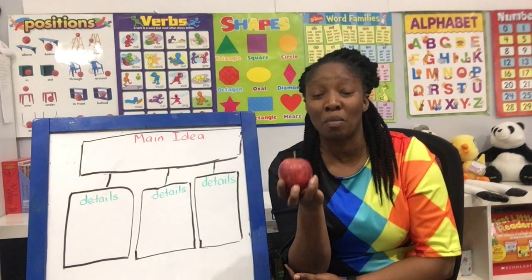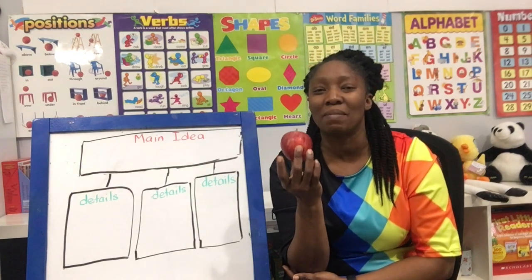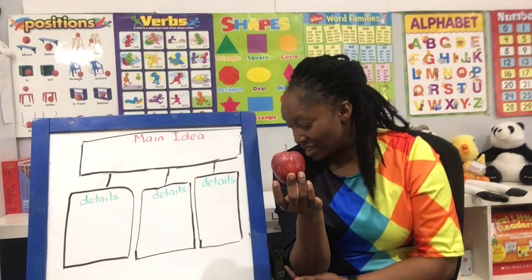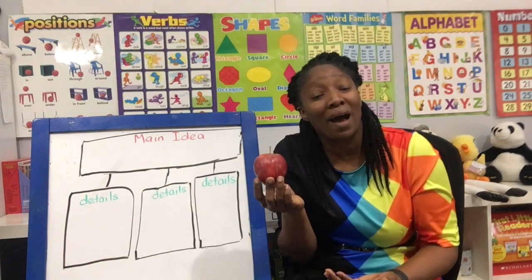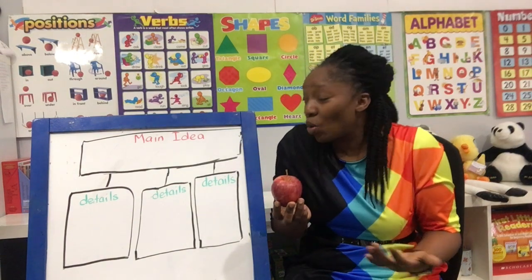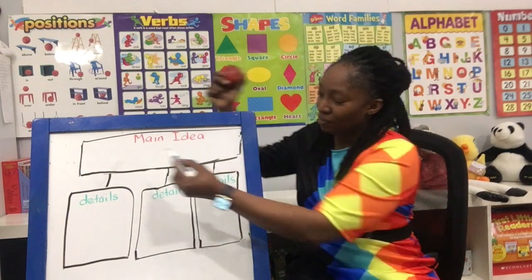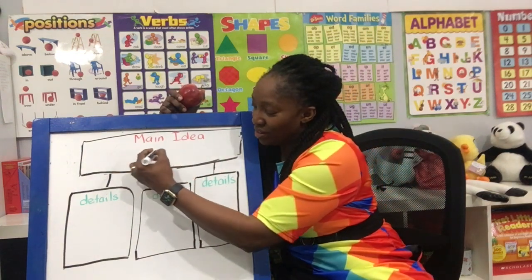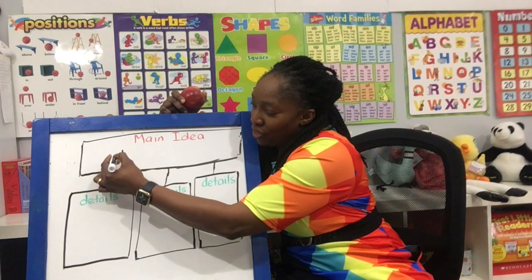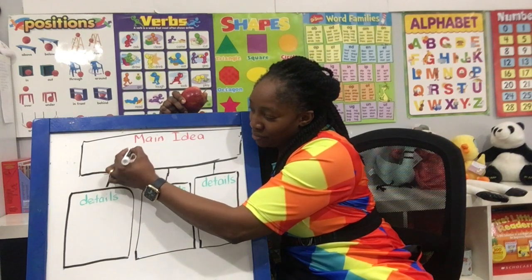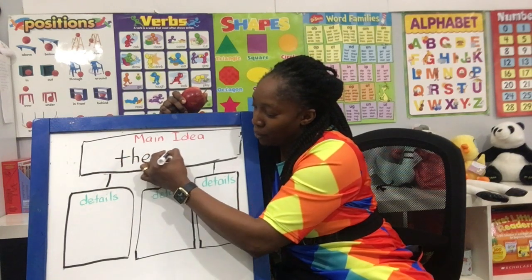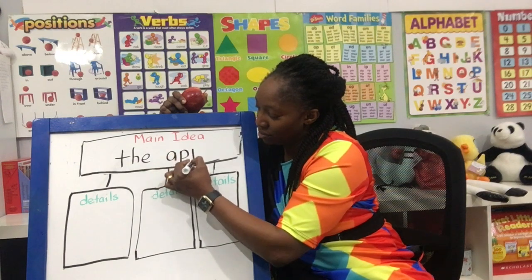I gave you some information about my apple. What is the main idea? Yes, could we say all about my apple? Or we could even just say my apple or the apple. So let's write it right here, the apple.